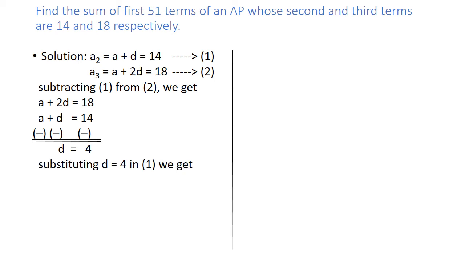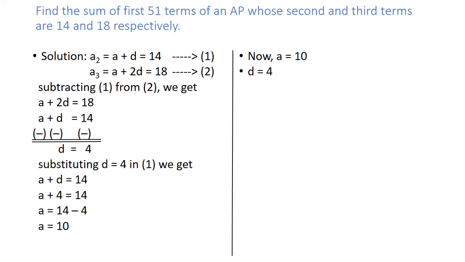Now substituting d is equal to 4 in equation 1. This is equation 1: A plus d is equal to 14. In place of d we'll write 4. We'll substitute the value. Now the plus 4 goes to the other side and becomes minus 4. 14 minus 4, a is equal to 10. So we got the value of a, and we got the value of d. Correct?